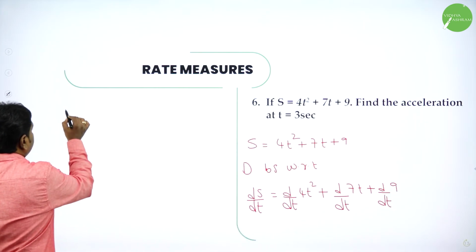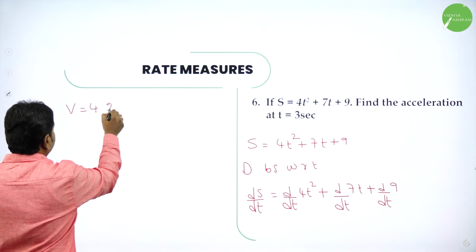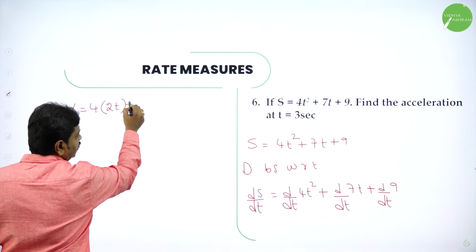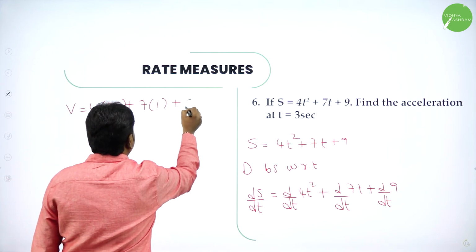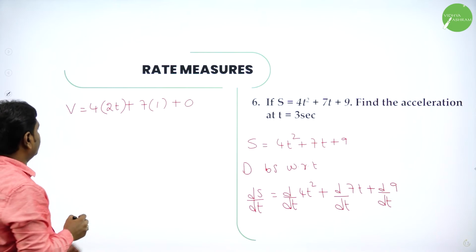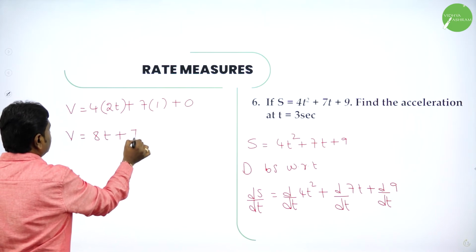Further, I can write d by dt of s is velocity. Velocity is: 4 is constant, take it out, derivative of t square is 2t, plus 7 is constant, take it out, derivative of t is 1, and derivative of 9 is 0. That's it. So now you got velocity. What is velocity? 4 into 2t, that is 8t plus 7. They are not interested in velocity.